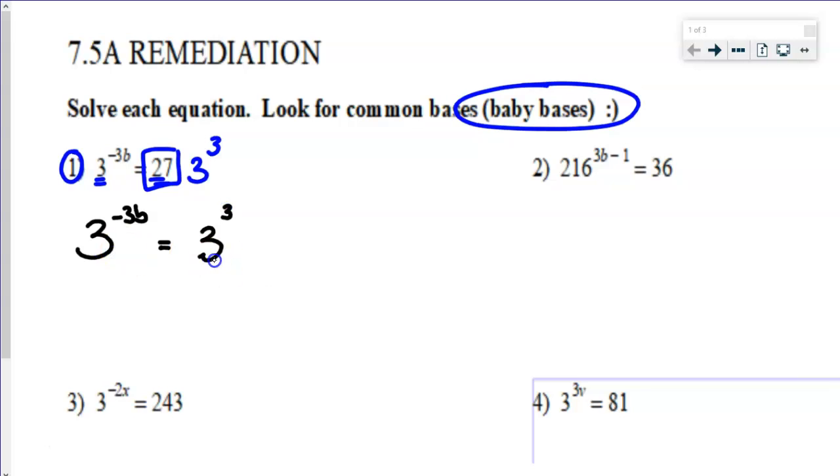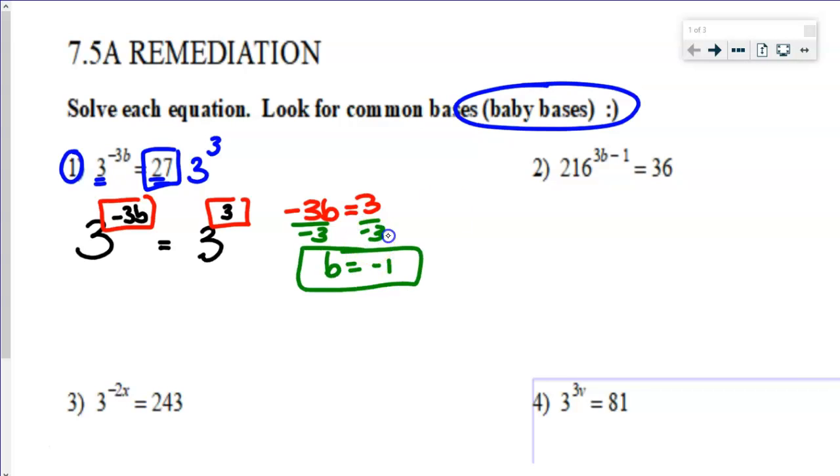Because we have the same baby base now, you can take your exponents and they have to equate as well. So negative 3b has to equal 3, and if you divide both sides by negative 3, you get b equals negative 1. So that's a neat little technique. If you notice, you have the common bases between the problem.